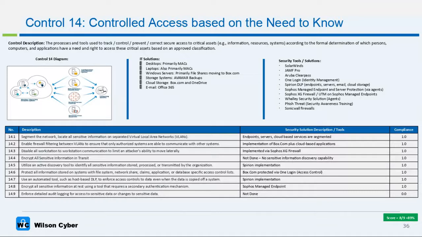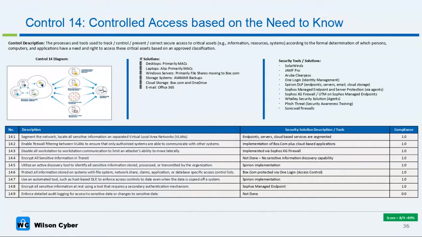Control 14 is the controlled access based on the need to know. The control description: processes and tools to track, control, prevent, correct, and secure access to critical assets such as information resources and systems, according to a formal determination of which persons, computers, and applications have a need and a right to access these critical assets based on approved classification. Here we have 9 subcontrols.